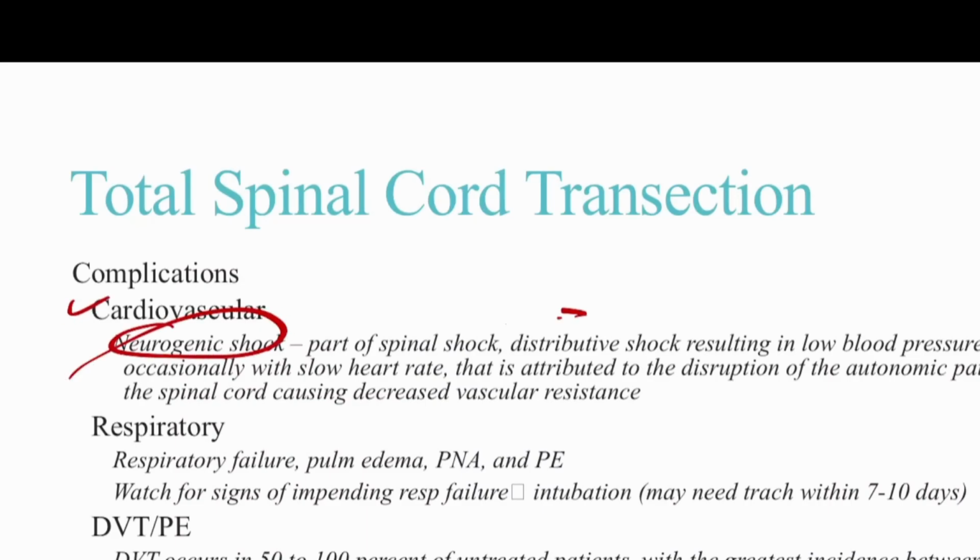It's a distributive shock. So remember, when we did cardiopathophysiology, there were 4 types of shocks. Distributive was one of them. Low blood pressure, slow heart rate, and this is disruption of your autonomic pathways, causing decreased vascular resistance. So those vessels are just wide open, pressure drops.